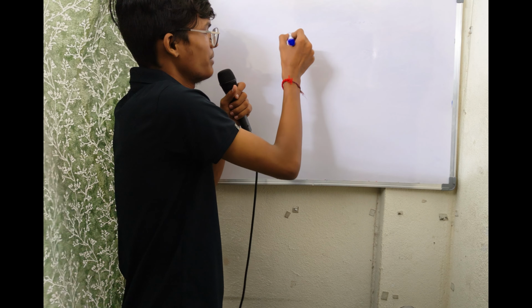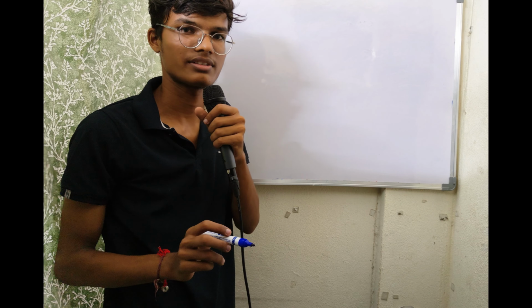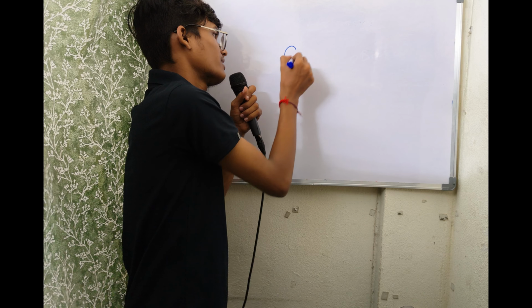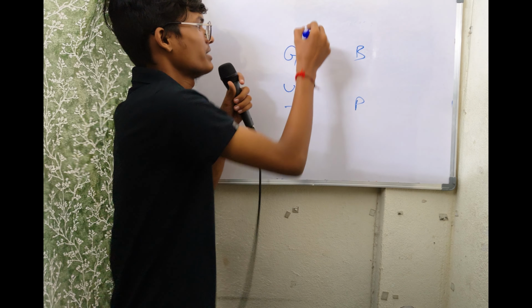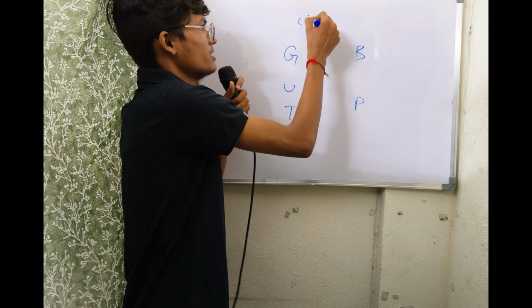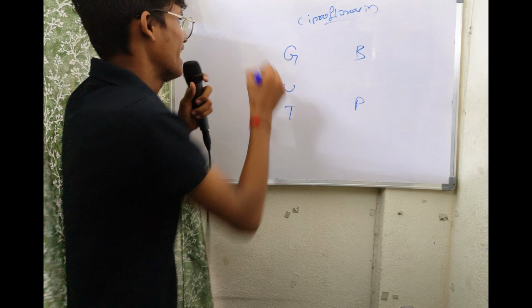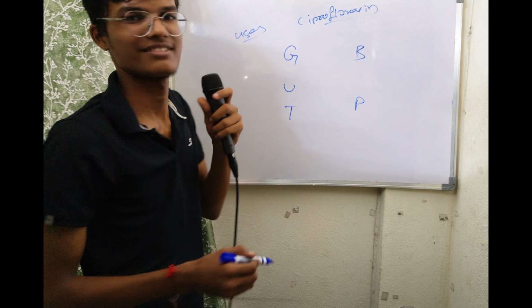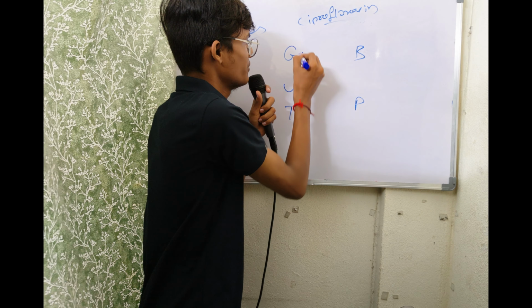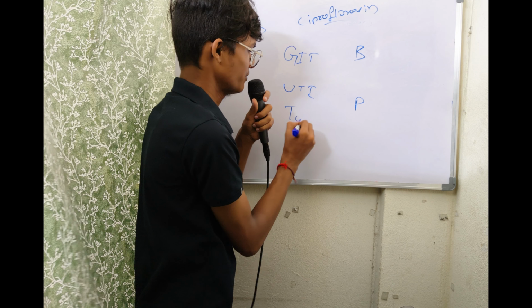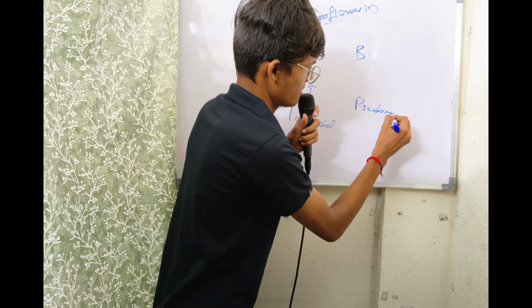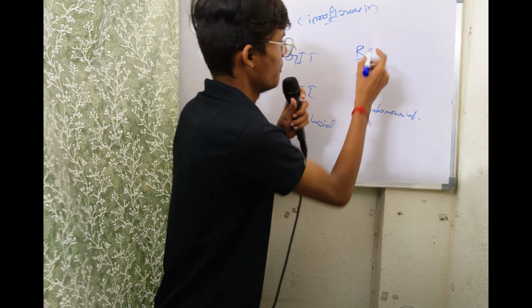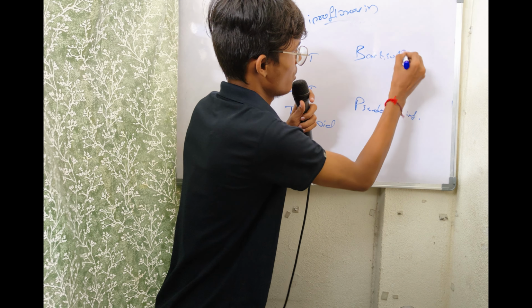Think of this: in the patients who are using ciprofloxacin, the gut will have BP, and these are the uses. How? Let's see. G for GIT, U for UTI, T for typhoid, P for pseudomonas infections, and B for bone and soft tissue infections.